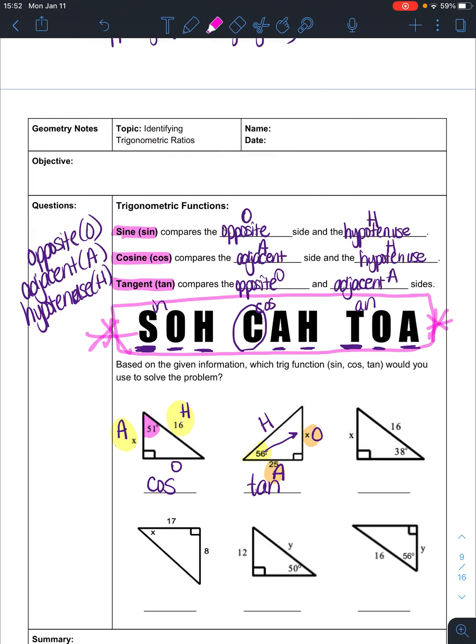Okay, the next example. I have this 38-degree angle. I'm going to locate everything compared to this 38-degree angle. So 16 is my hypotenuse. I always locate that first. Then from the 38, this side is my opposite side, and this side is my adjacent side. Now, notice I'm locating all three sides, even though I only need two of them.